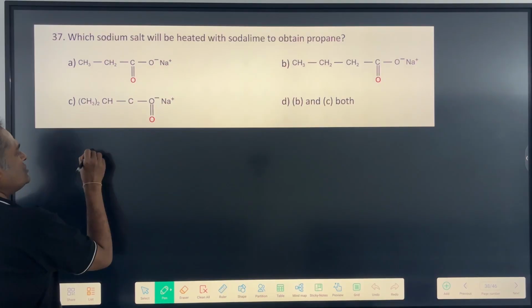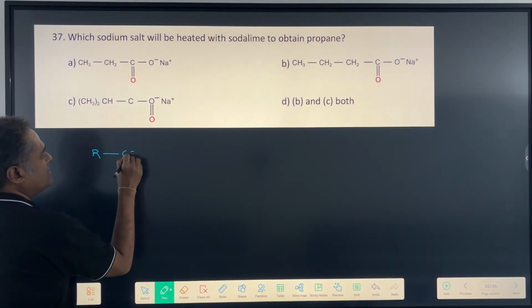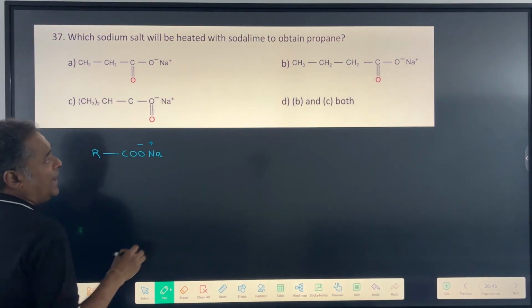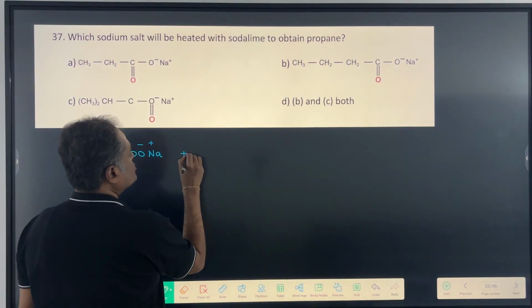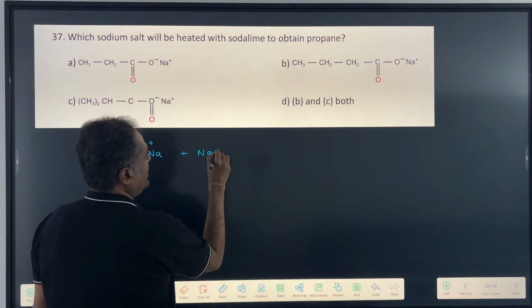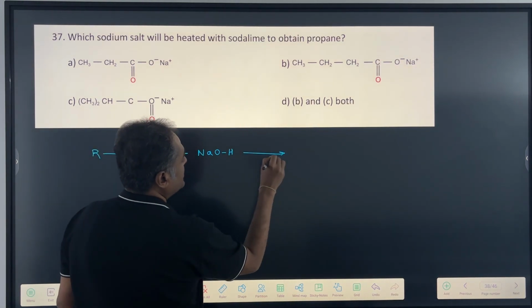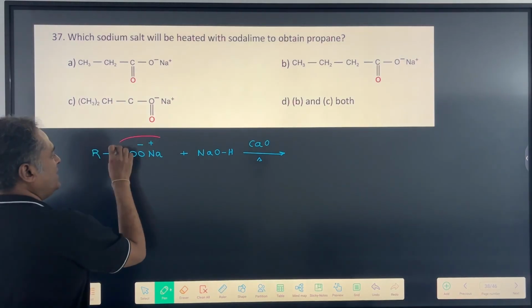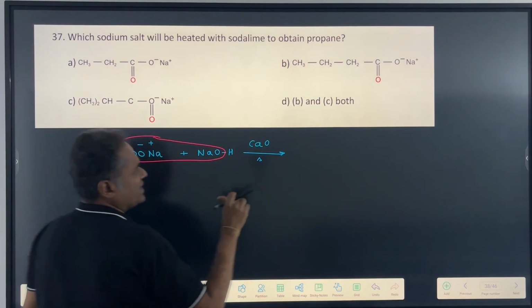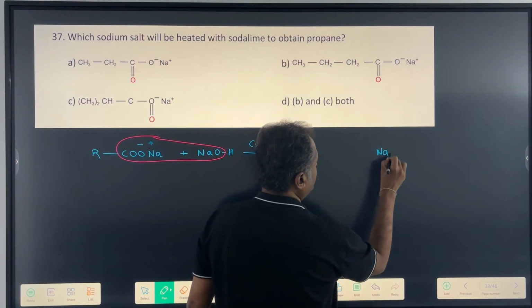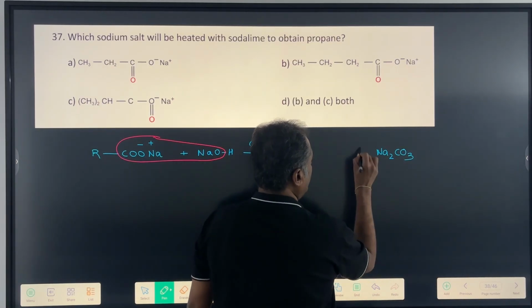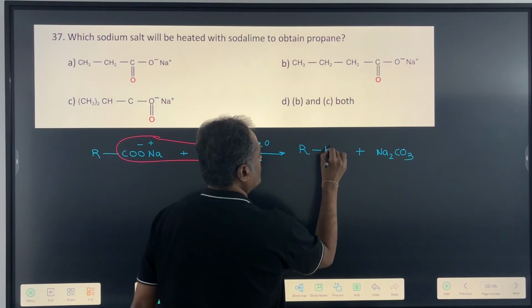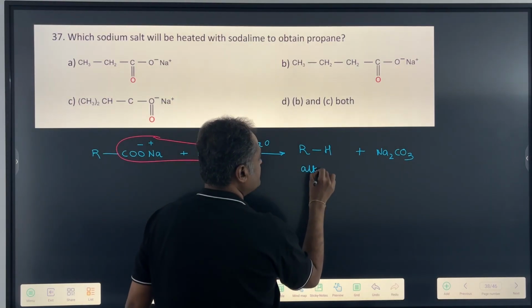Let's see. Suppose I have a carboxylic acid in the form of a sodium salt, and it is treated with soda lime, that is nothing but NaOH and calcium oxide, and heated. What will happen? This entire part will get lost as a byproduct as Na2CO3, and what you will be left with is R with one H. So, will I get an alkane formed?